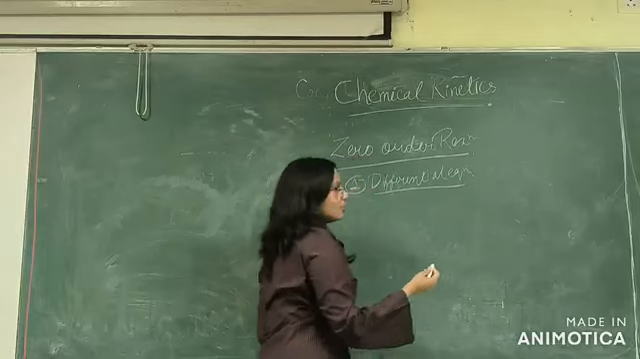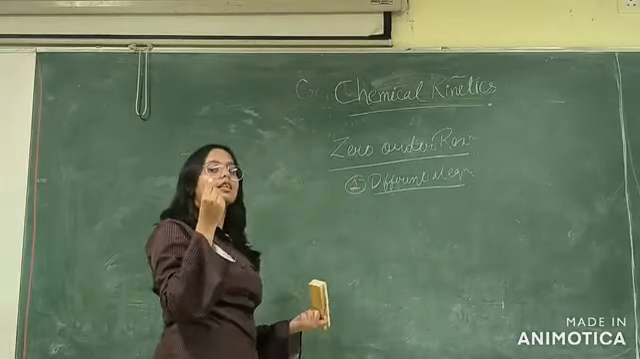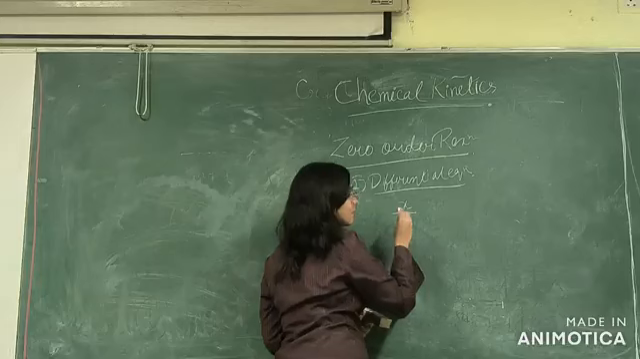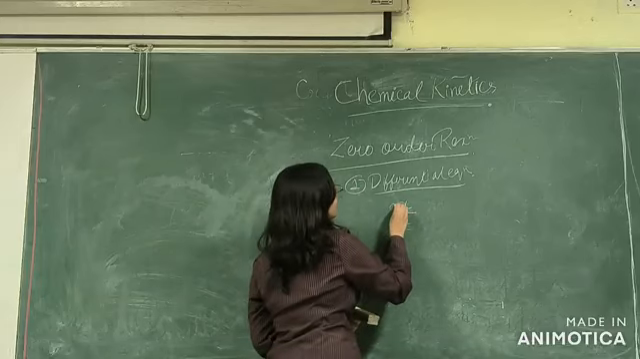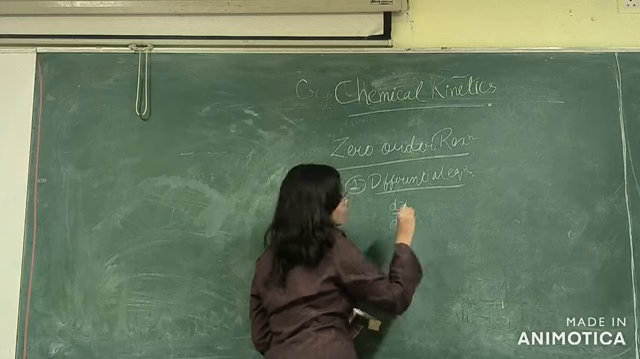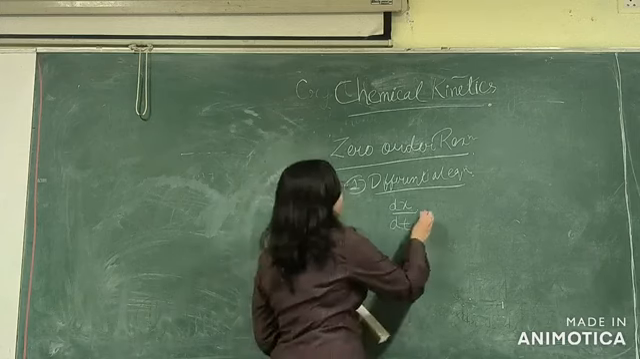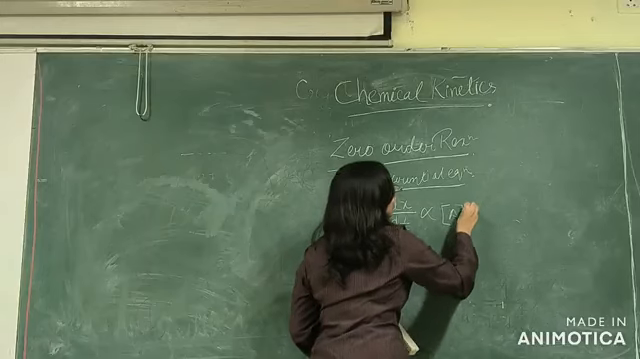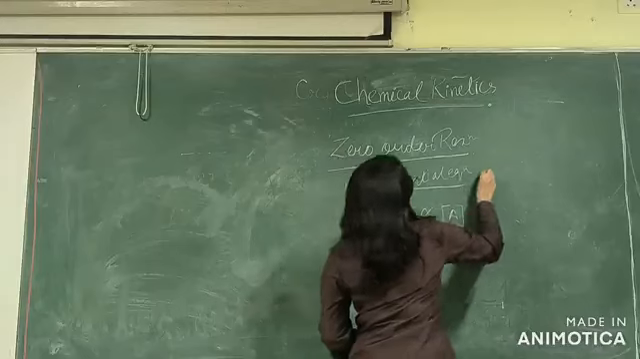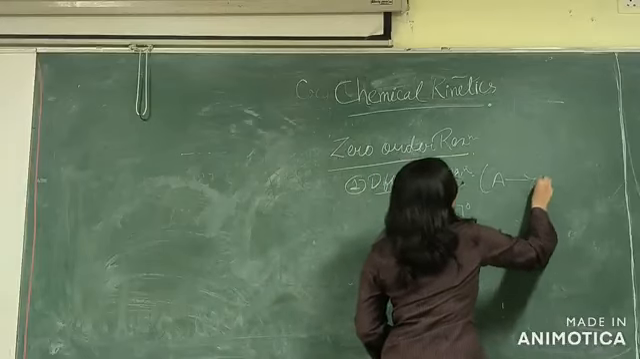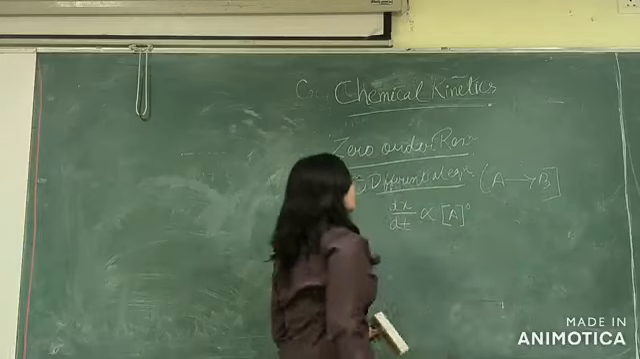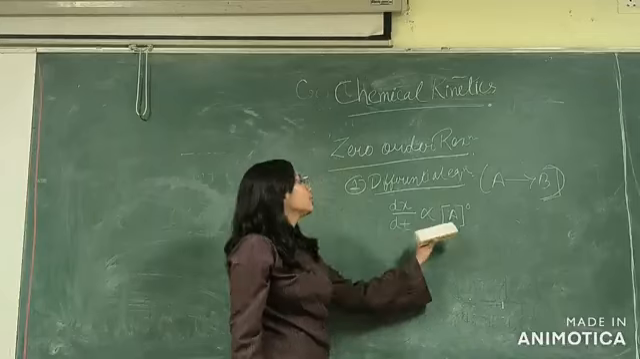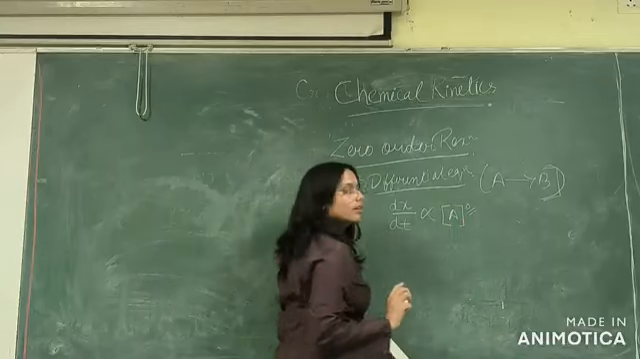For the differential equation, what I said firstly is that dx by dt is the rate. So in the differential equation, we will just take the differentiation of x. And it is directly proportional to the concentration of A to the power 0, for the reaction A gives B, where A is the reactant. It is 0 because it is a zero order reaction.